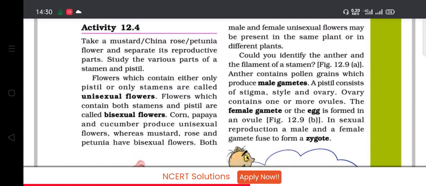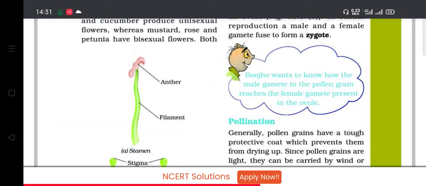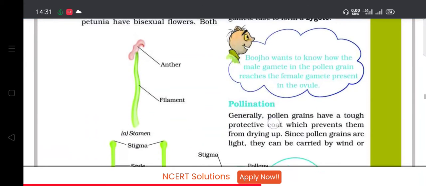Now take mustard, China rose and petunia flowers, separate their reproductive parts and study them. Flowers which contain only pistil, or only stamen, are called unisexual, and the flowers which contain both of them are called bisexual flowers. So in this way, male and female gametes fuse together to form a new individual. We will learn about sexual reproduction also.